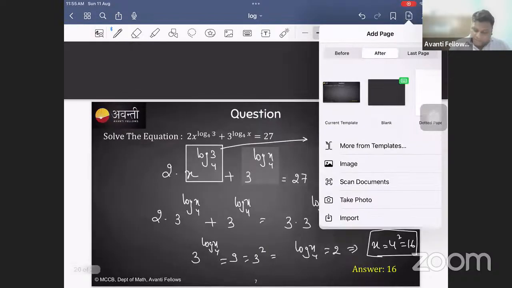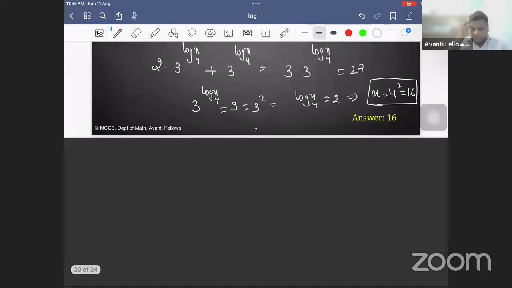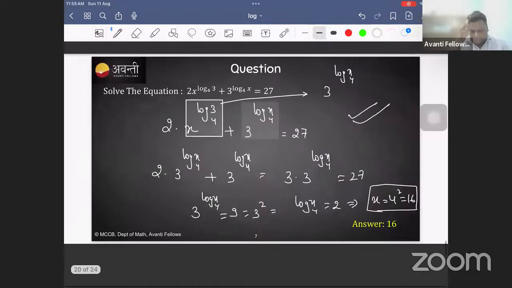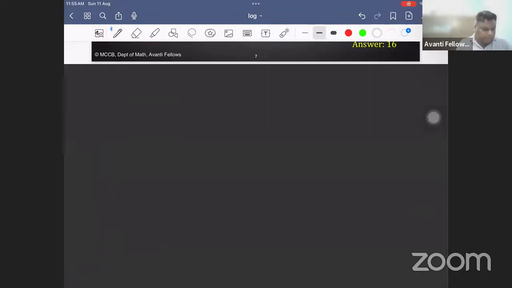Now, one more question I'm going to write. I won't solve it thoroughly. I'll give you a hint. Got it? Question is: x plus 1 raised to the power log x plus 1 base 10 is 100 times x plus 1.